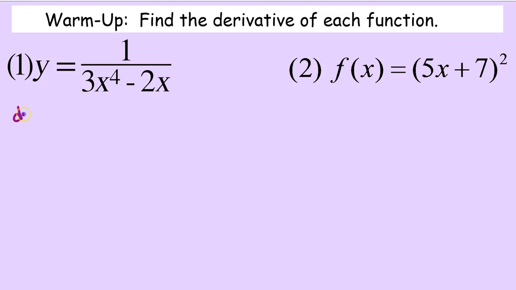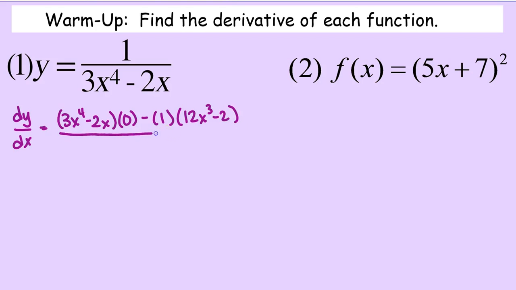So we have dy dx equals the bottom times the derivative of the top minus the top times the derivative of the bottom over the bottom squared.